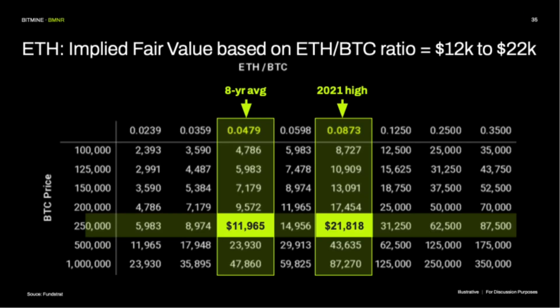Here's the matrix page. Rows are BTC prices. Columns are ETH versus BTC ratios. Cells are ETH prices. In an easing macro, Tom thinks BTC could be 150K or 250K by end of 2025. If ETH versus BTC returns to the long-run average of 0.048 or approaches the 2021 high at 0.087, the matrix gives you the $10K handle.